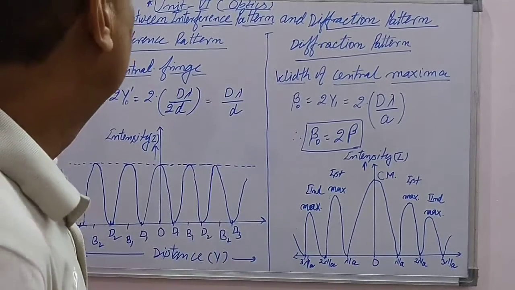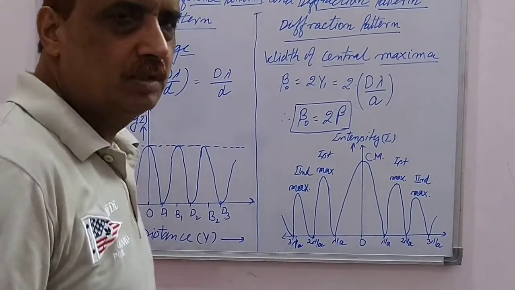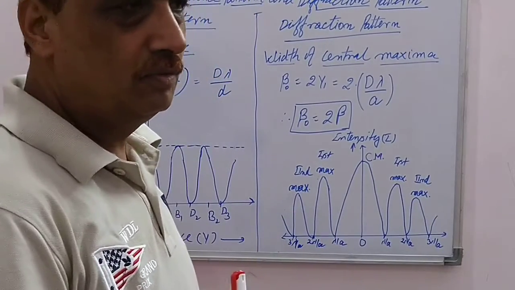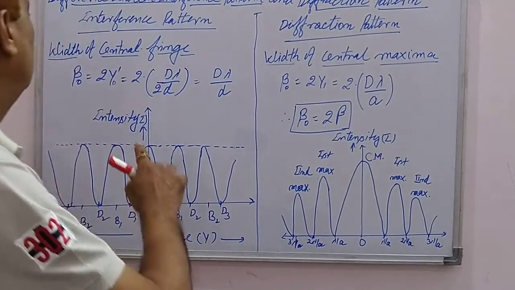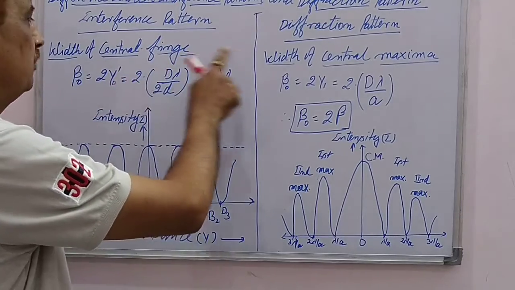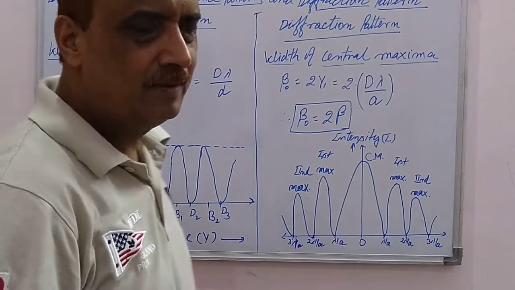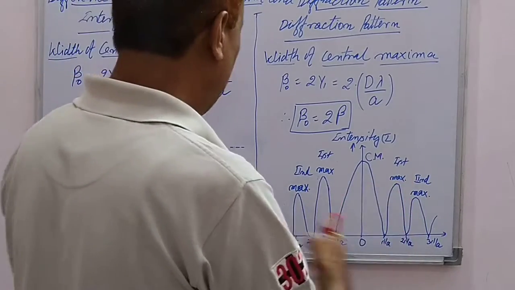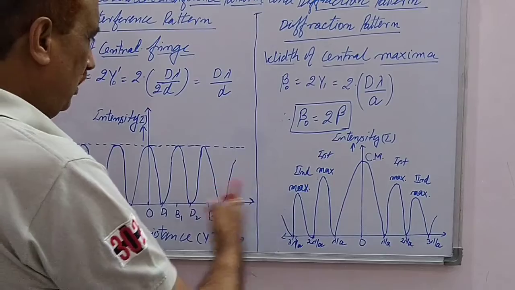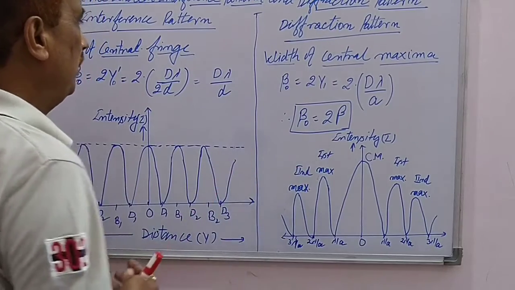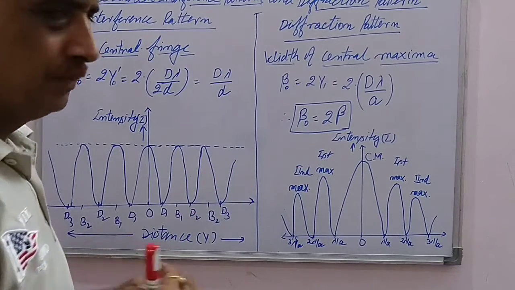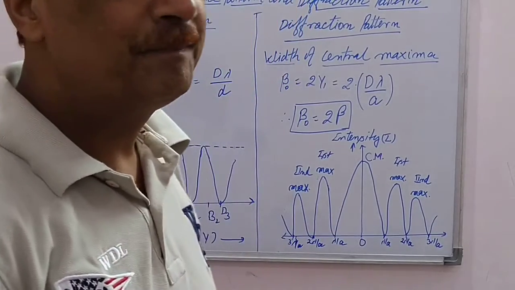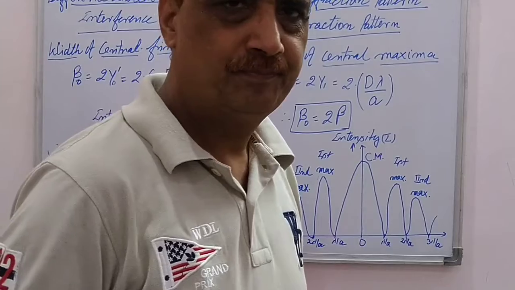Hello students, now it is the last video of Unit 6, that is optics, and in this video we will discuss the width of the central fringe and the width of the central maxima in the interference pattern and the diffraction pattern. In this video we will discuss some differences and some similarities between the interference pattern and the diffraction pattern.